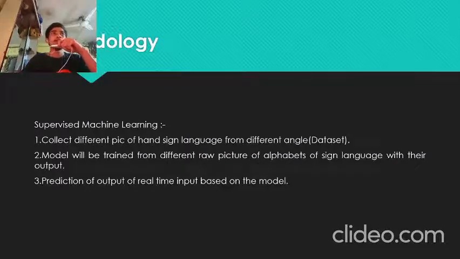So our methodology is to take a dataset which contains different types of hands showing different alphabets from different angles. Then we will feed it to our model, which will train on the dataset, and then we will use it for detecting the alphabet in real time.